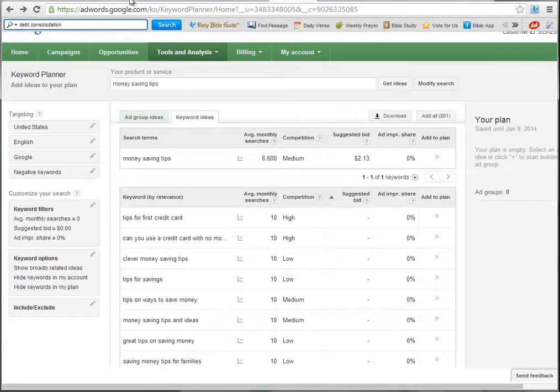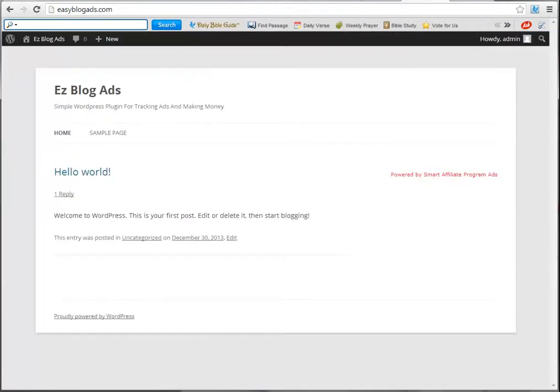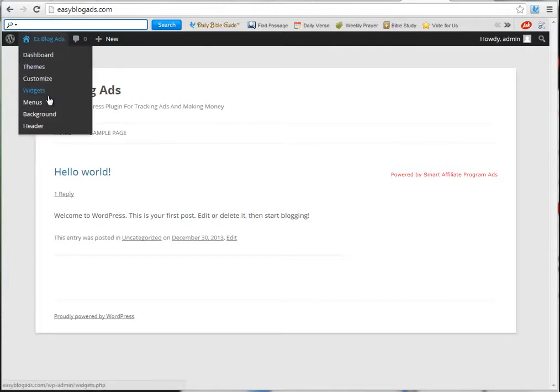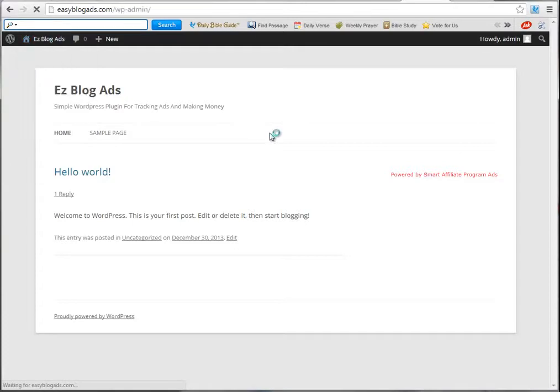Okay, so that's the goal: number one, make the ads look like good content that draws the visitor in, two, watch what they click on, and three, drive them to stuff that pays us a lot of money. Very, very simple. Now the way we want to do that with our blog is by using this new Easy Blog Ads plugin.